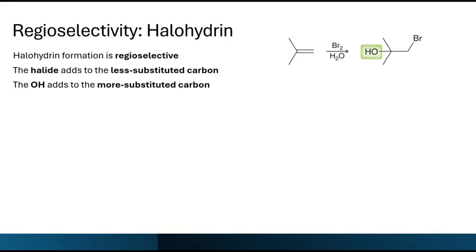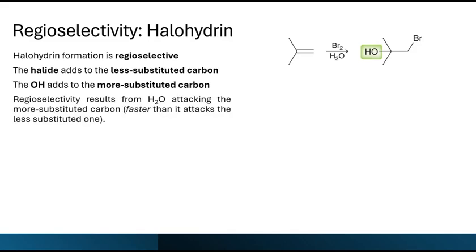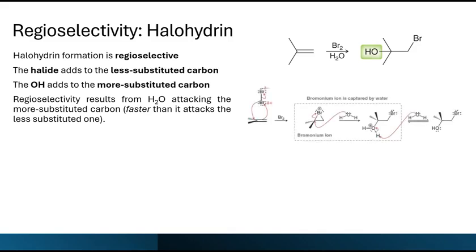Regioselectivity of a halohydrin. It is regioselective. The halide adds to the less substituted carbon, and the OH adds to the more substituted carbon. That means the more substituted carbon must be holding on better to that partial positive charge, and water attacks that center. Regioselectivity results from water attacking the more substituted carbon faster than it attacks the less substituted one. So we'll see water is attacking this carbon center here, then it is deprotonated to give us the halohydrin.